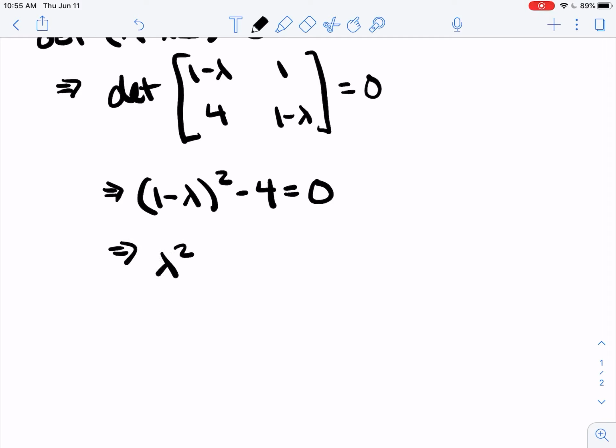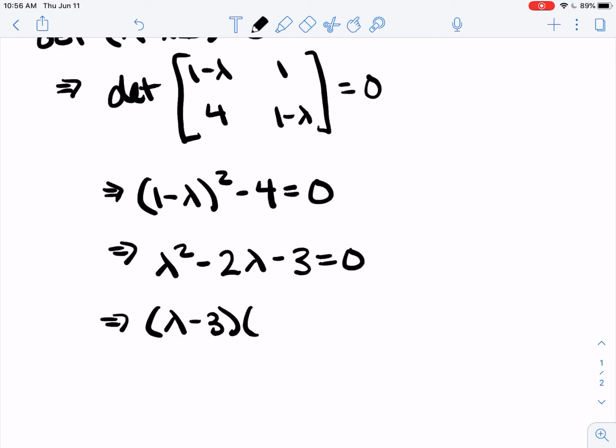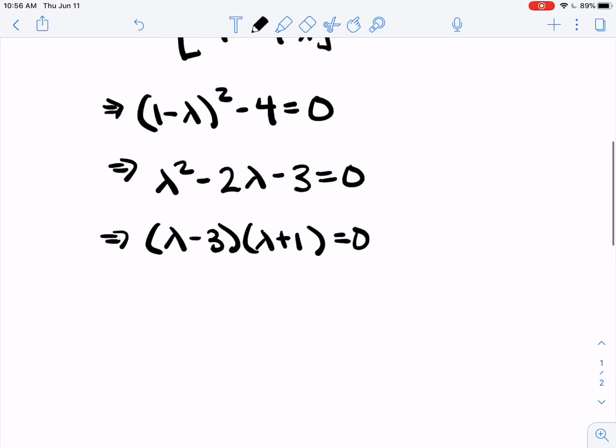lambda squared minus 2 lambda plus 1 minus 4, so minus 3, equals 0. And that is (lambda minus 3)(lambda plus 1) equals 0. And so we have two distinct real eigenvalues, 3 and negative 1. We've got to get the eigenvectors for each one.